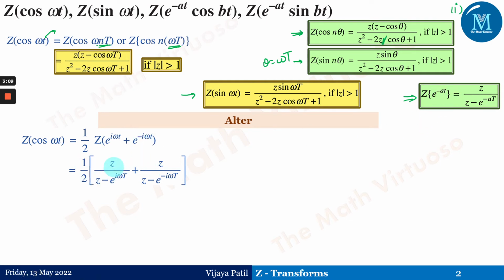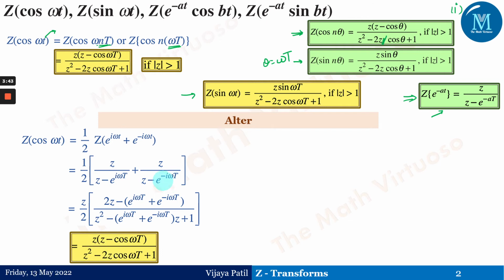So 1 by 2 times z upon z minus e to the power I omega T plus z upon z minus e to the power minus I omega T. We can check this easily from the formula. We have e to the power minus at, therefore we have e to the power minus a capital T. So if it is plus at, then it comes out to be plus a capital T. This is what we have followed. Then after adjusting the terms and taking the LCM, we will get this type of function.